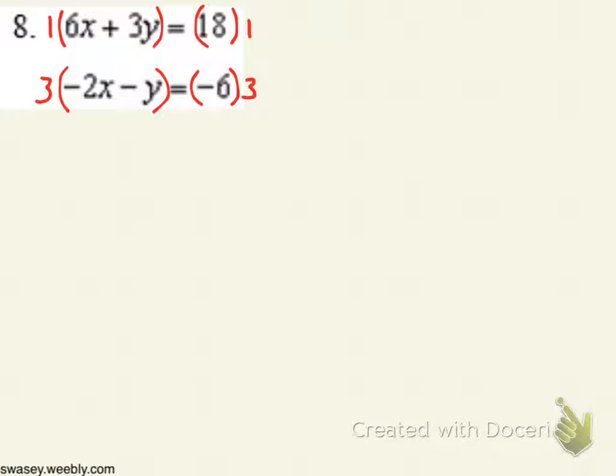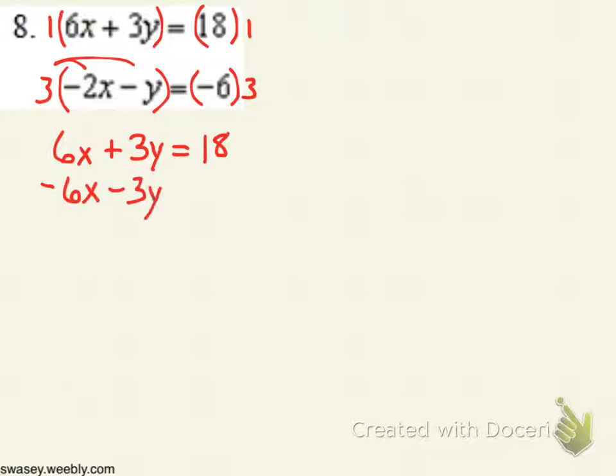So if we distribute the 1 on top, nothing changes. On the bottom, distribute your 3. 3 times negative 2x is negative 6x. 3 times negative 1y is negative 3y. And on the right side, 3 times negative 6 is negative 18.